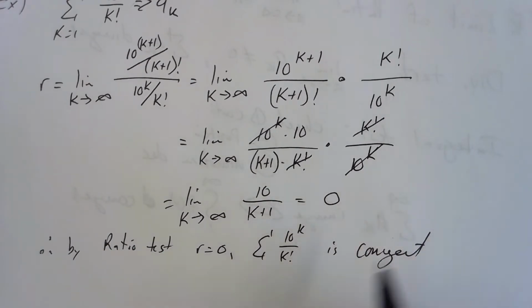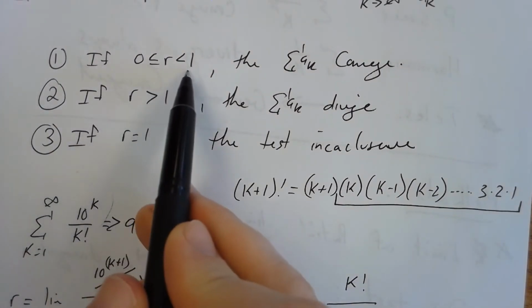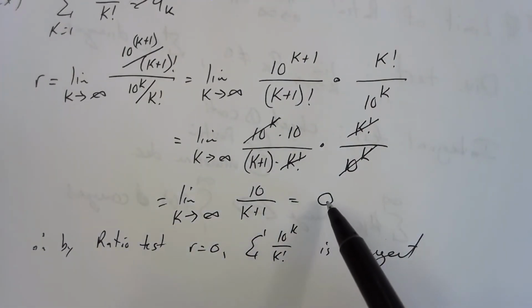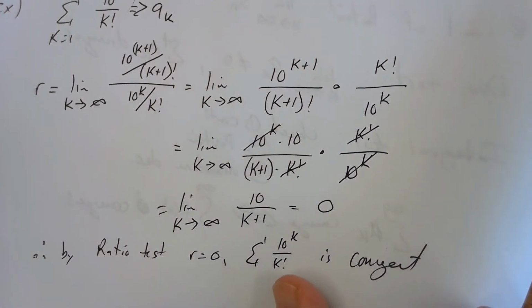And again, it's convergent not because I ended up equaling a particular number, but because that number happens to be between 0 and 1. My r value, the limit of the ratio, has to be between 0 and 1, or equal to 0, for the overall series to be convergent. Let's go ahead and do one more example on this.